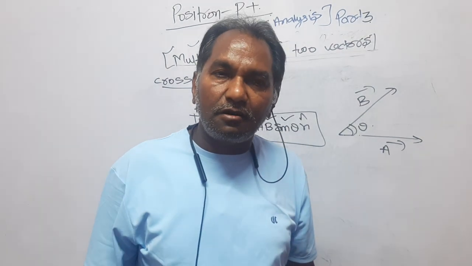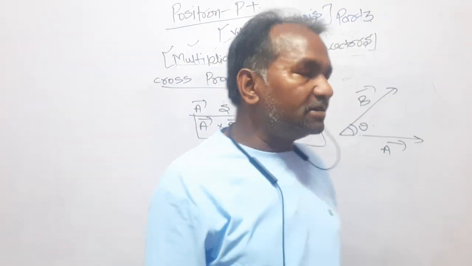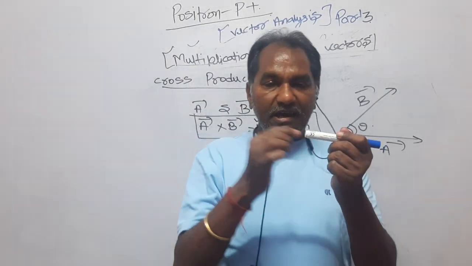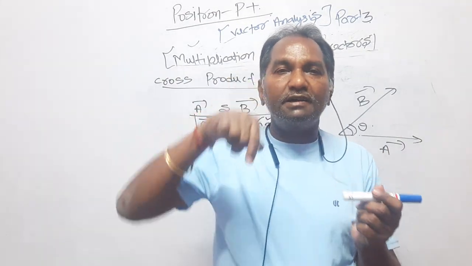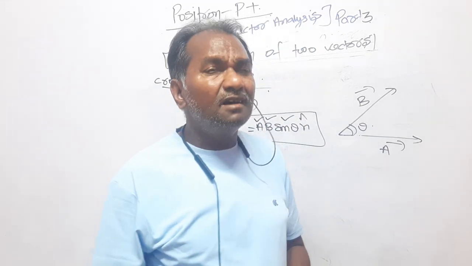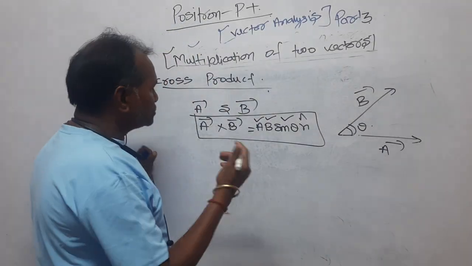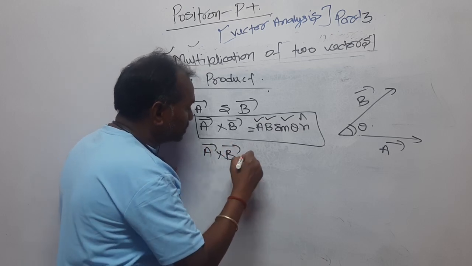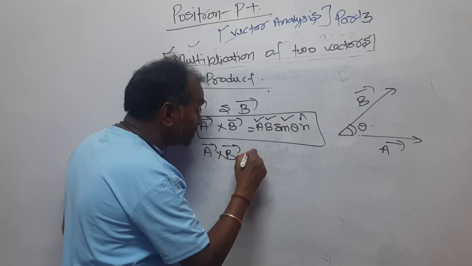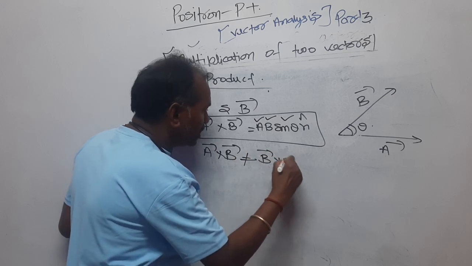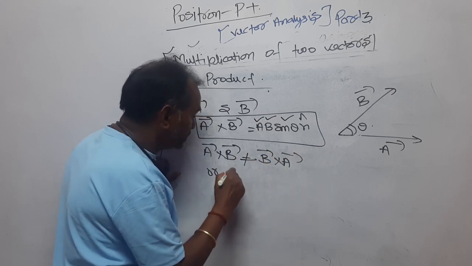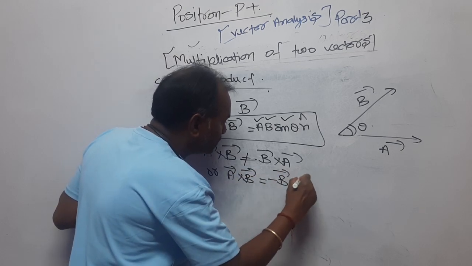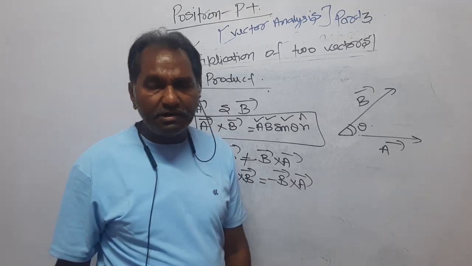The angle between A cross B and B cross A is what? 180 degrees. A cross B is like this, and B cross A is normally inward. This is A cross B, this is B cross A. So the angle between A cross B and B cross A is 180 degrees. Now dear students, you might write A cross B is not equal to B cross A, or you can write A cross B is equal to minus B cross A. The two are opposite vectors, right?